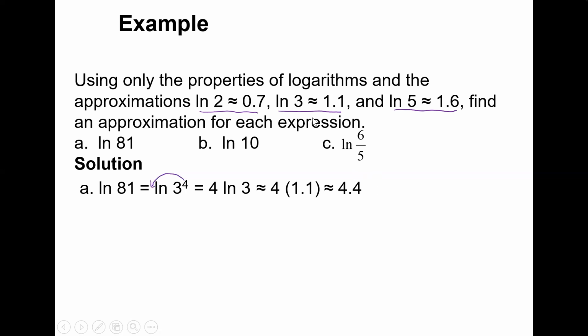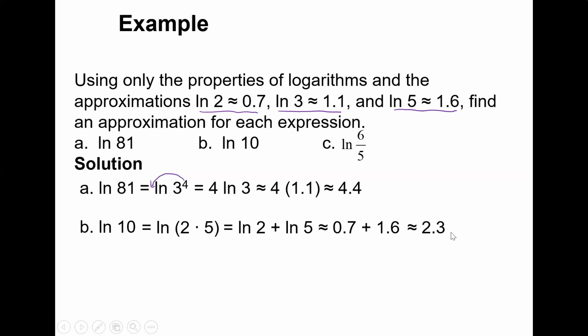All right, what about the next one? ln of 10. Well, 10 is what? 2 times 5. So we have ln of 2 times 5. We split that apart using a product rule. That's ln of 2 plus the ln of 5. And so it's going to be 0.7 plus 1.6. That gives us approximately 2.3.